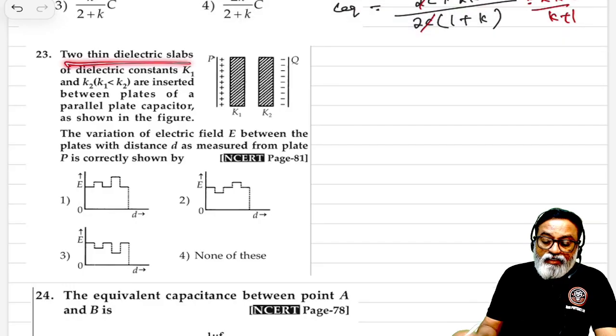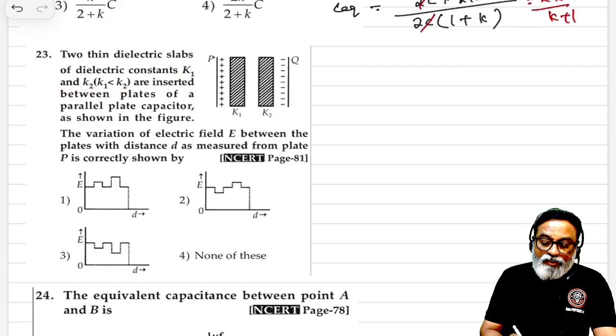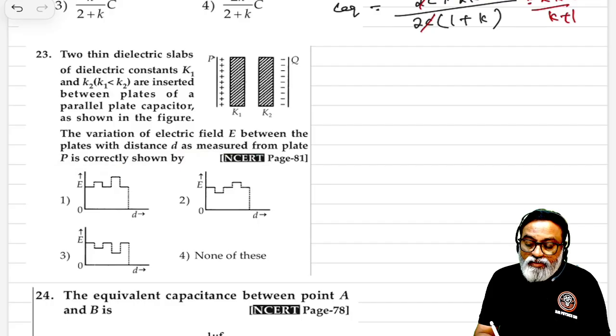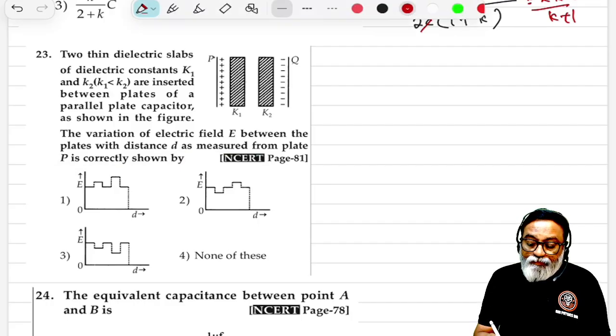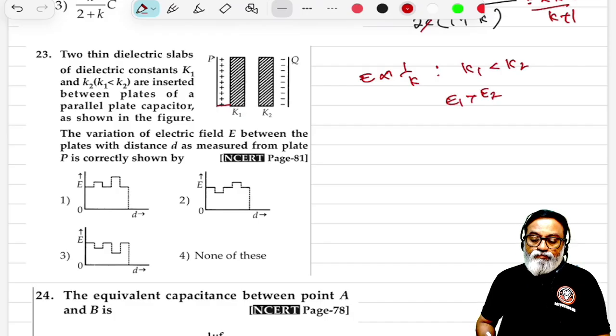So here, two thin dielectric slabs of dielectric constant K1 and K2, K1 less than K2, are inserted between the plates of a parallel plate capacitor as shown in the figure. The variation of electric field E between the plates with the distance D as measured from plate P is correctly shown by which option? See here, intensity of electric field between the plates E is proportional to 1 by K. But here K1 less than K2 means E1 greater than E2.